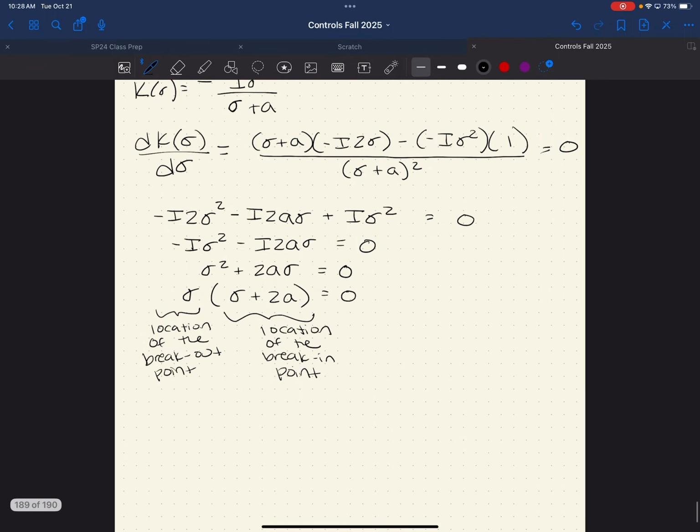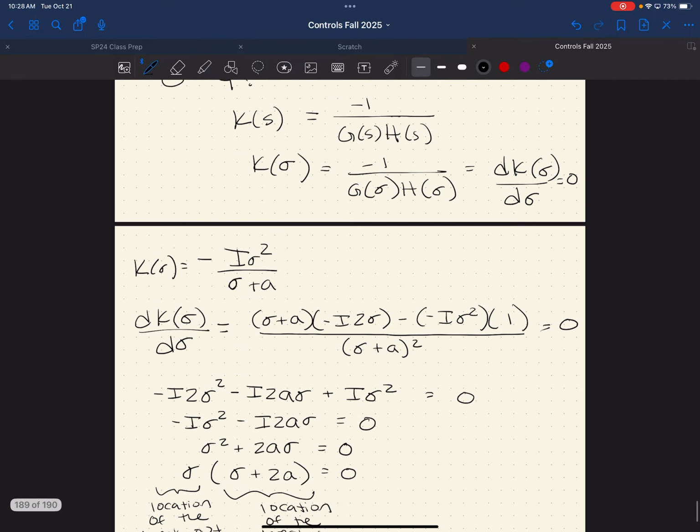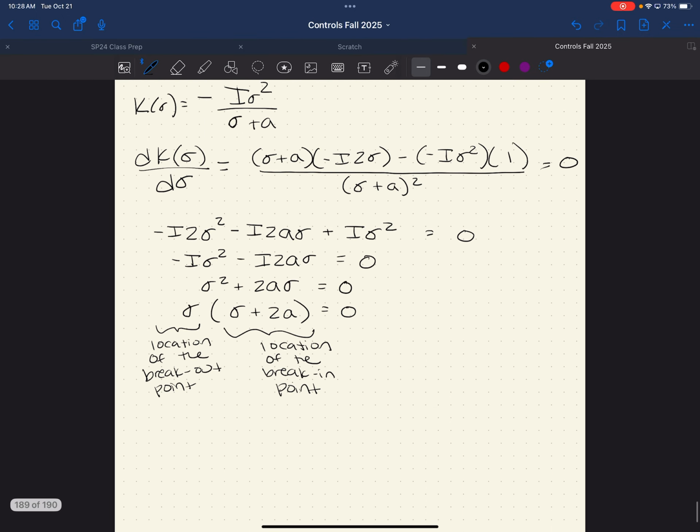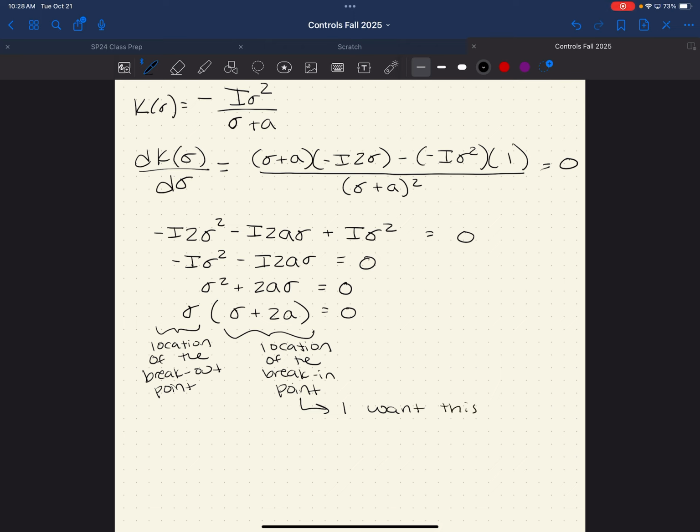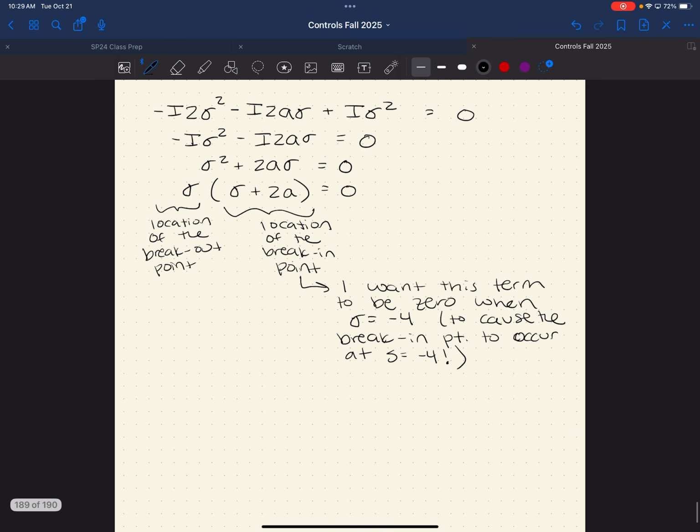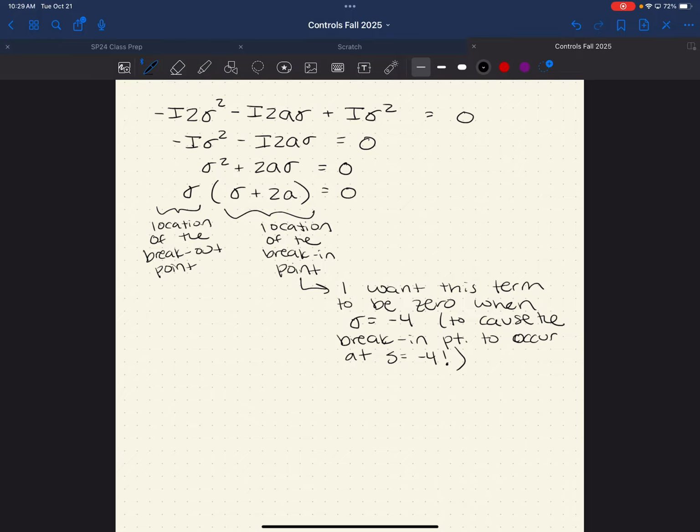So I want this thing to be 0 when sigma equals what value? Minus 4. I want this term to be 0 when sigma equals minus 4 to cause the break-in point to occur here. Okay, that's easy enough. We'll say when sigma equals minus 4 plus 2a, I want this to be 0. I can solve for the a that does that. What value of a gets us there? 2. Brilliant. Okay.